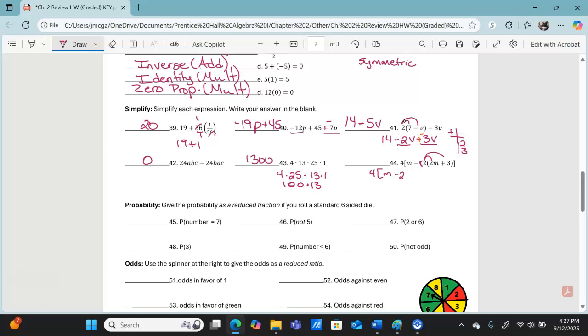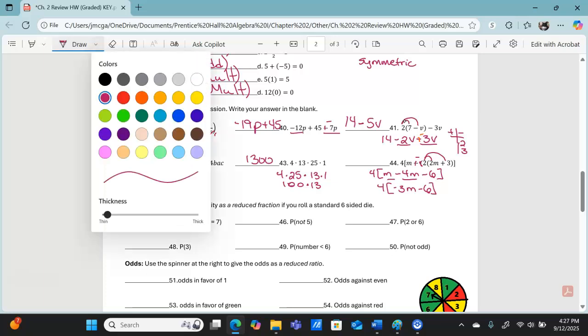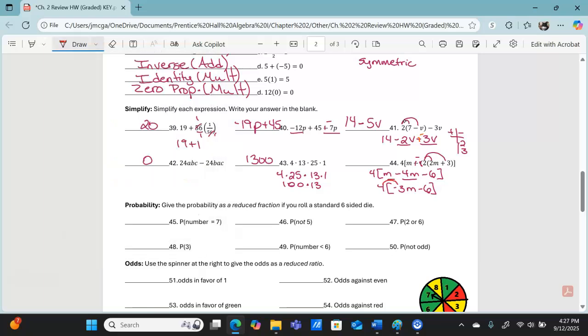So let's take that 2 through, and it's going to be a negative 2. I'm going to change my sign and add. So negative 2 times 2m is negative 4m. Negative 2 times 3 is negative 6. Combine like terms. Negative 3m minus 6. And then we get to use the distributive property again. 4 times negative 3m is negative 12m. And 4 times negative 6 is negative 24.